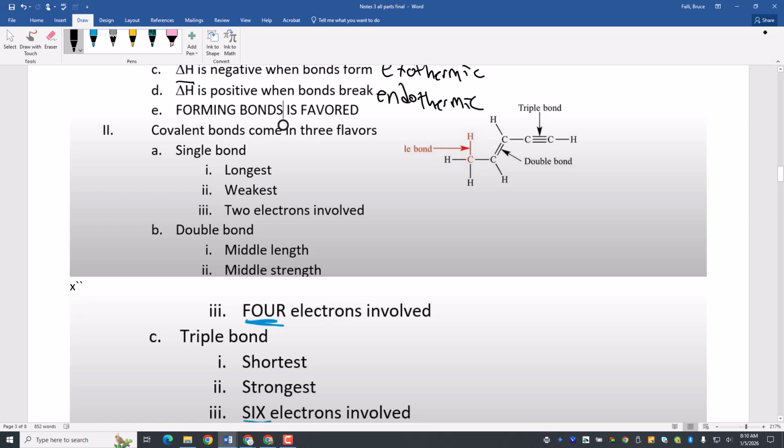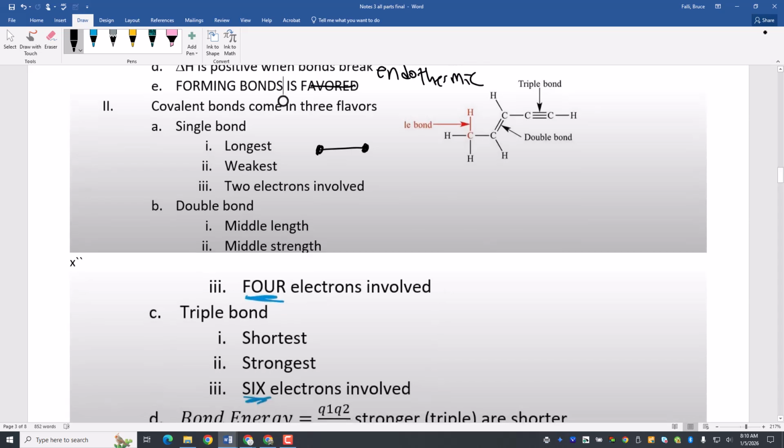We have the single bond, which is the longest and the weakest, and there are 2 electrons involved. That's our one line: an electron here, an electron here. It's the longest and the weakest. Single is weaker than double. Double is in the middle, and there are 4 electrons involved.